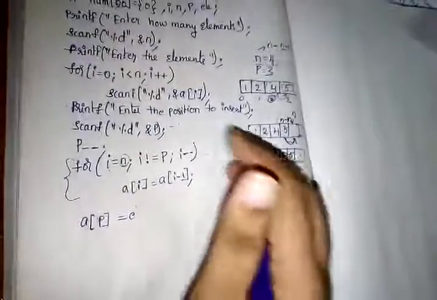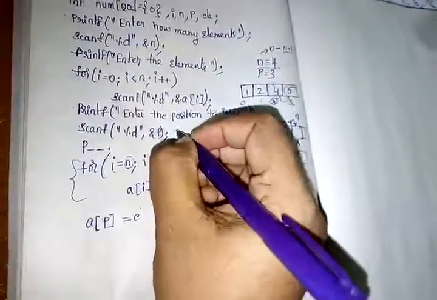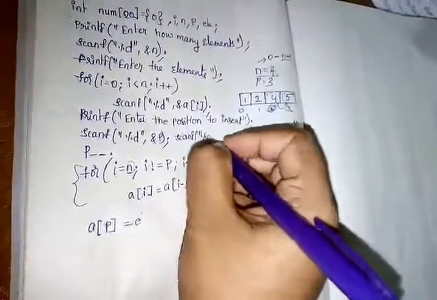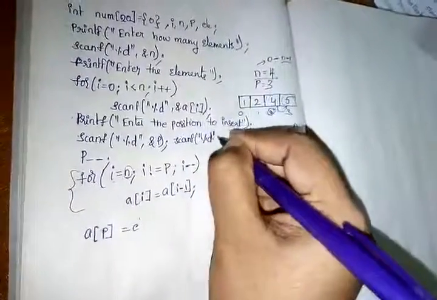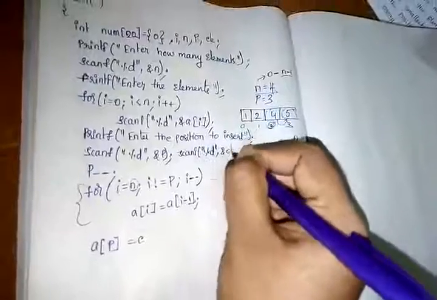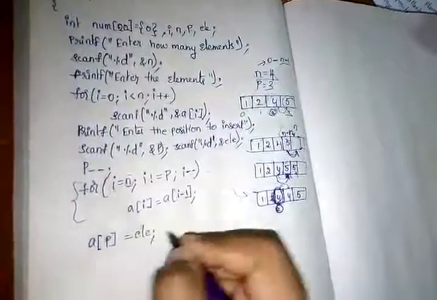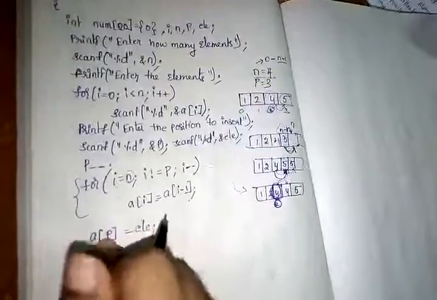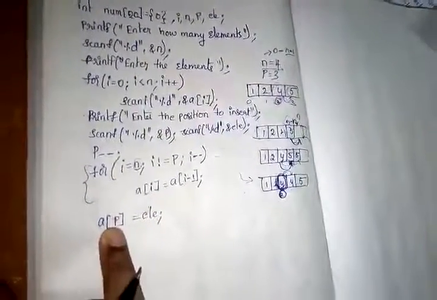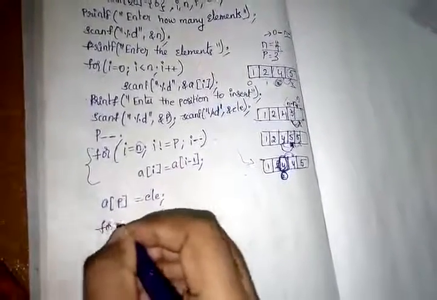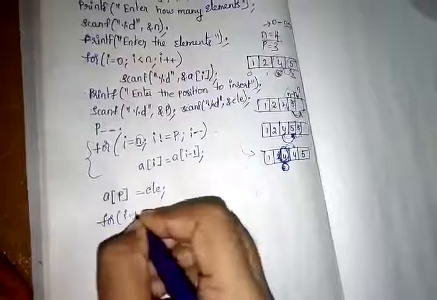After getting the position, here you need to take the input for the element also, which element you are going to insert into the array. Ampersand, I am taking it into the element ELE. So that ELE, the element which I wanted to insert, I am assigning it to the array at position P. So after this, you can print the final array after insertion.